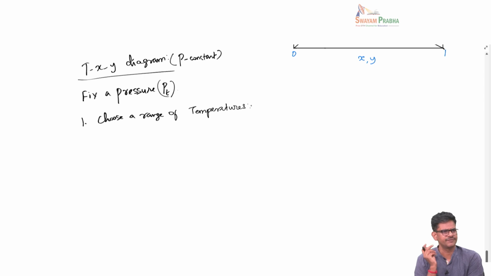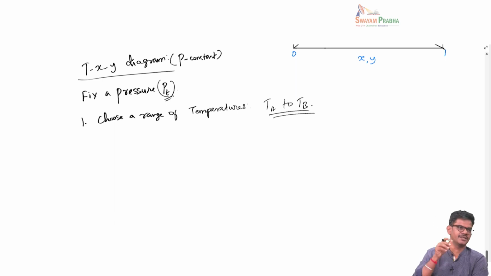So how do we choose a range of temperature? Do we have a bound? What's the range of temperature we should be choosing? Between two boiling points, okay, from TA to TB. This TA, TB depends on what pressure you have fixed. If it is atmospheric pressure, 1 atmosphere, TA, TB would be the normal boiling points, but if you change the pressure, these will be the corresponding boiling points, okay.